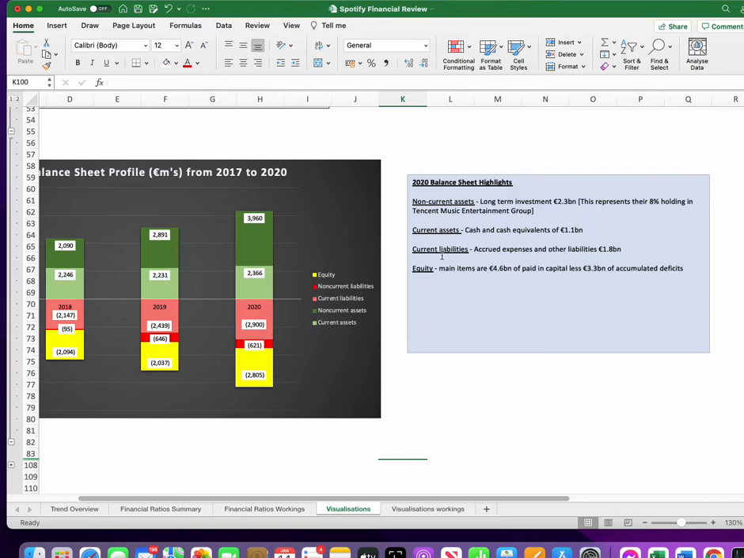Current liabilities are liabilities that are due within 12 months. So that's this 2.9 billion here. 1.8 billion of that is for accrued expenses and other liabilities, and they have described that in their financial statements as mostly amounts owed to rights holders. So you think maybe the rights holders for the music or the podcasts they have on their platform, or something of that nature. And then the main items within equity are 4.6 billion of paid-in capital, less 3.3 billion of accumulated losses. So that 4.6 is being eaten into by the accumulated losses that have been built up over the years.